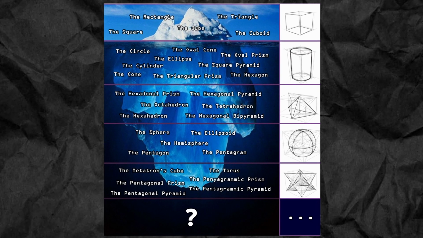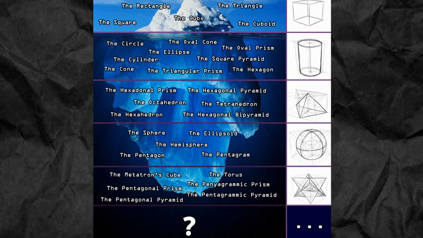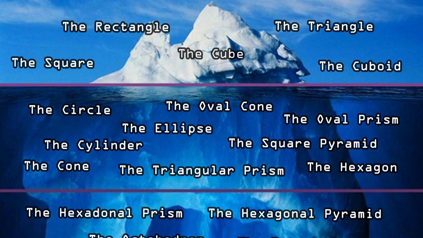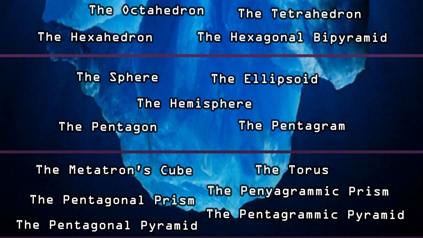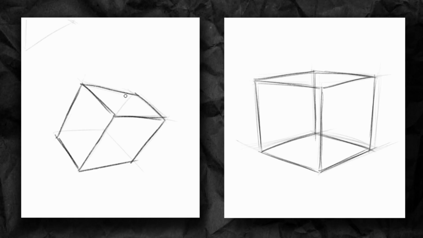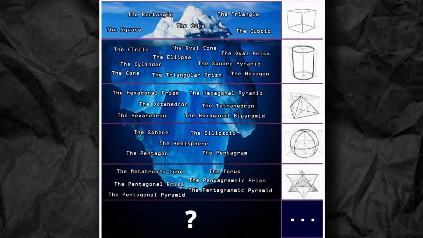As you can see, I've ranked all the shapes we'll be going over today on this iceberg. We're gonna start with the top, where the easier shapes are found at, and make our way to the really hard ones at the bottom. And if this topic really interests you, I've added a bonus level at the end of this video. First shape on our list are the square and the rectangle. These two shapes are probably the easiest ones we'll be discussing today, but also the most important, as we'll be using them alongside the cube and the cuboid to draw every other shape on this iceberg.